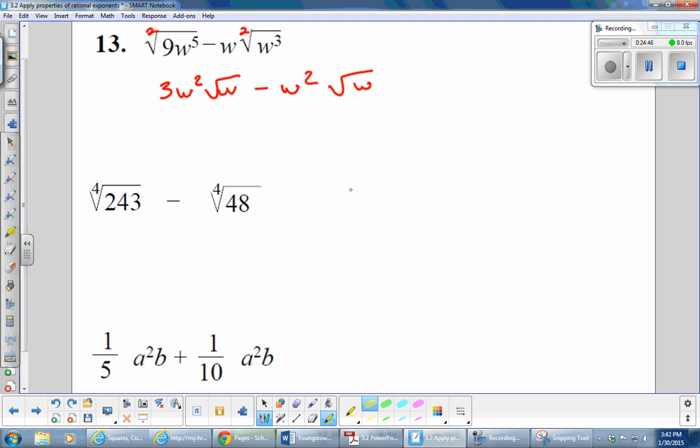The outsides or the backsides match. So you're just going to combine the terms together, okay? So 3w squared minus w squared is going to be 2w squared with the square root of w on the backside, and you're done. It's ugly, but it's a win.